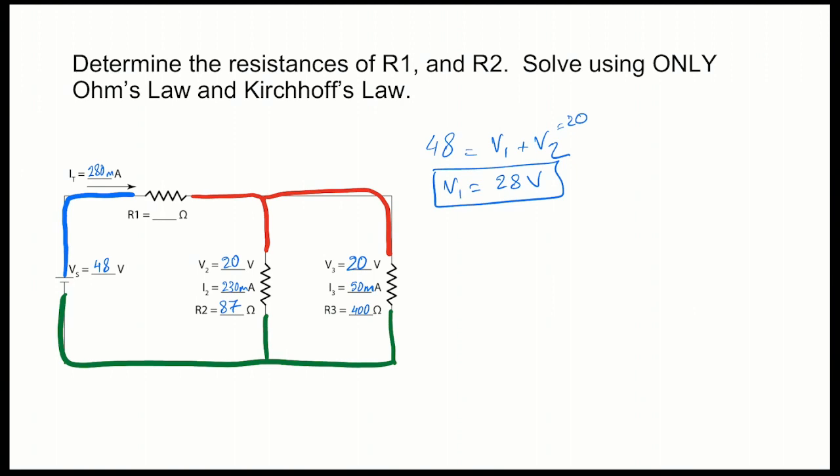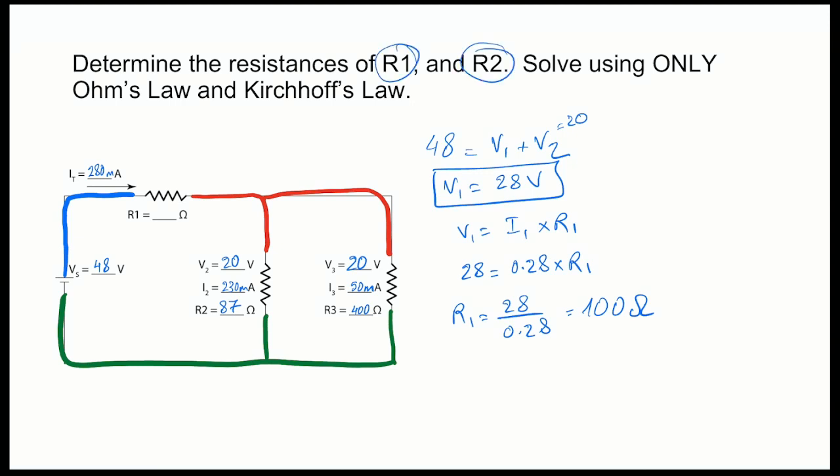Now that we have V1, we can use V1 equals I1 multiplied by R1. So 28 equals I1, that is the I total, which is 0.28 amps, multiplied by R1. So R1 is going to be equal to 28 divided by 0.28, and that is equal to 100 ohms. And that's how we calculated R1 and R2.